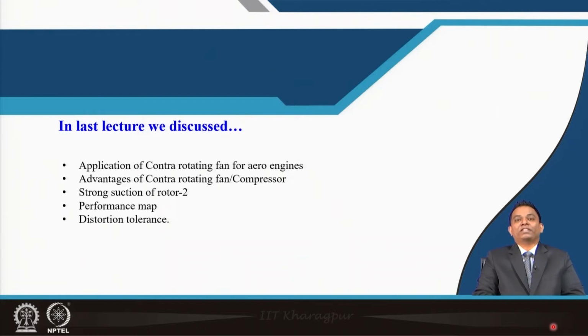One more advantage is that we have two rotors rotating in opposite directions. That leads to a reduced rotational speed of the wheel, and maybe that will be helpful in rotating our wheels at a transonic speed. That is also one of the benefits. We will see this again using the velocity triangle concept.